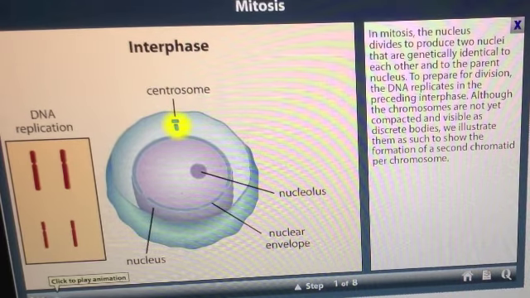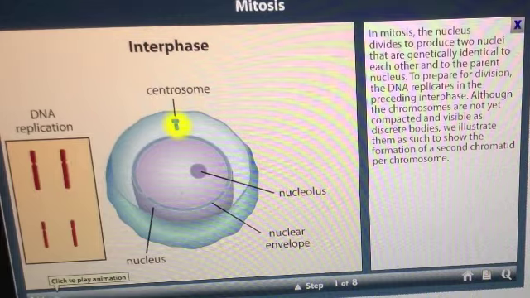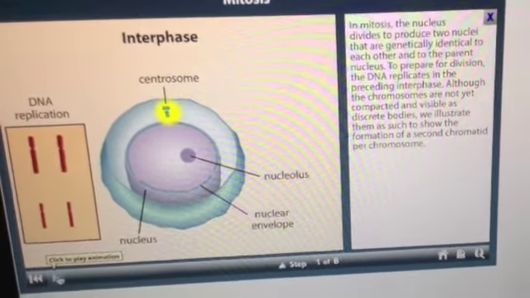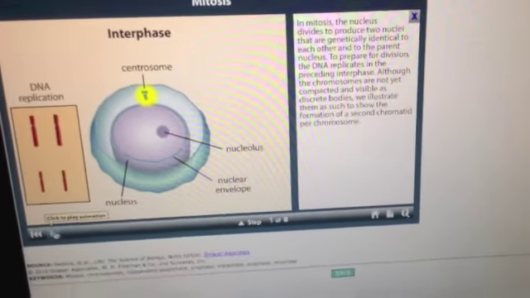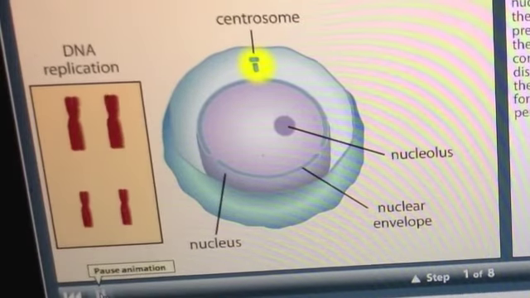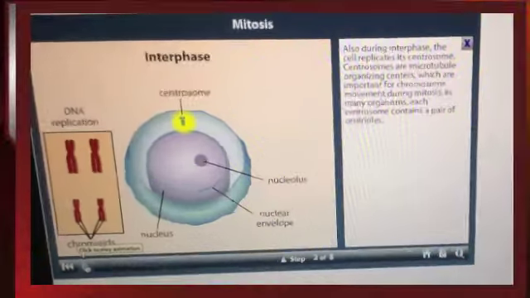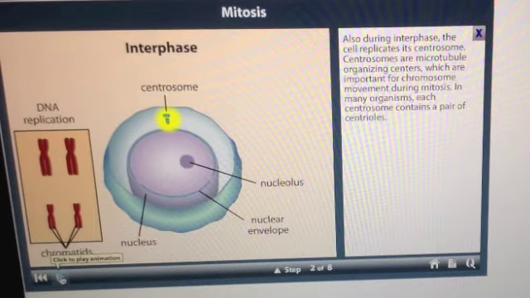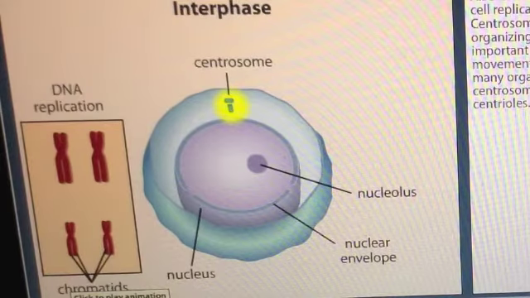Although the chromosomes are not yet compact and visible as discrete bodies, we illustrate them as such to show the formation of the second chromatid per chromosome. Also during interphase, the cell replicates its centrosome. Centrosomes are microtubule organizing centers, which are very important for chromosome movement during mitosis. In many organisms, each centrosome contains a pair of centrioles.